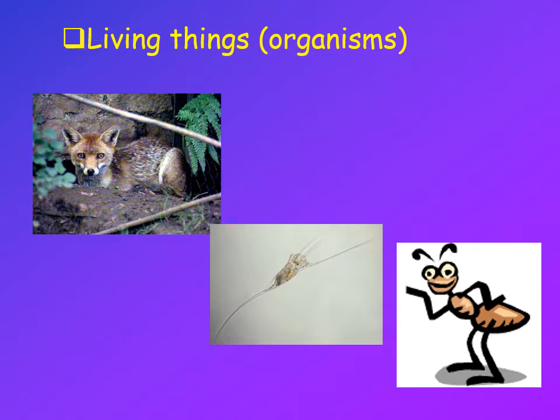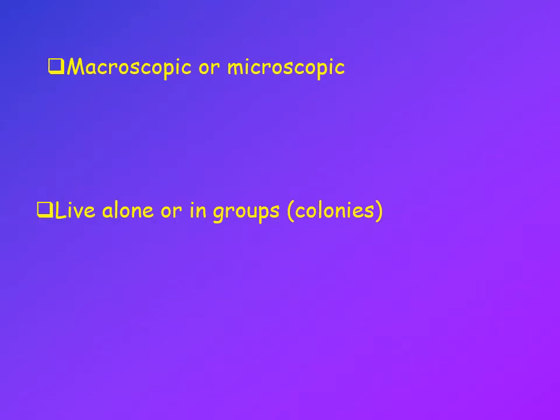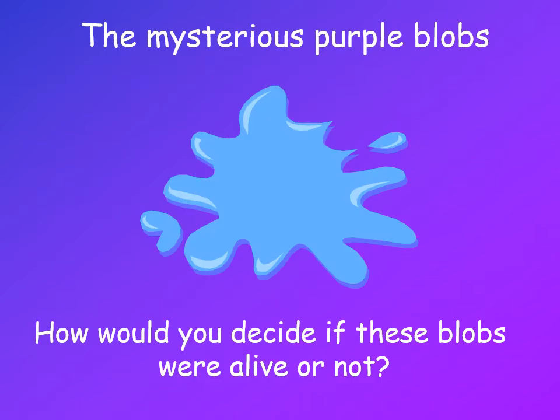So, this can be anything from something we can see, which is a fox, a paramecium, or an ant, a bacteria, or even a cell. This can be macroscopic, which is things that we can see with our naked eye, or microscopic, which is things that we'll need to see with a microscope because they're too small to see normally. And it can be living alone or in large groups or colonies.